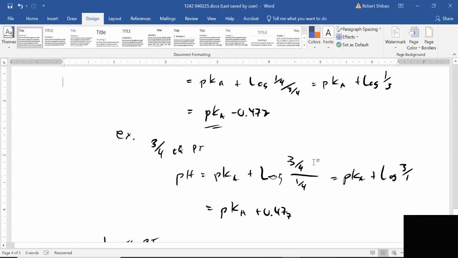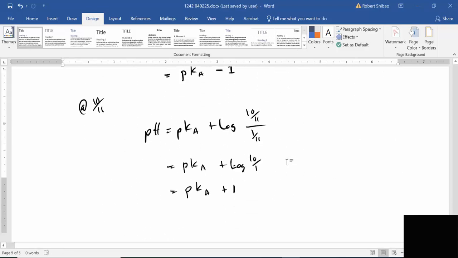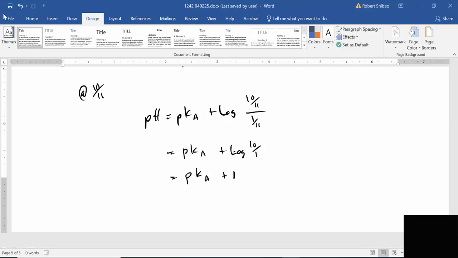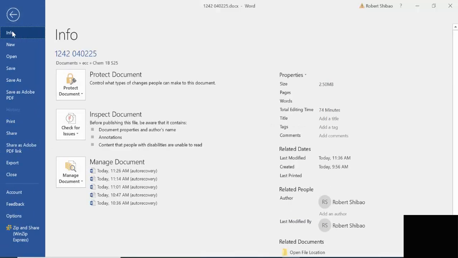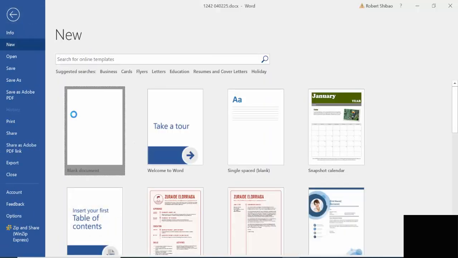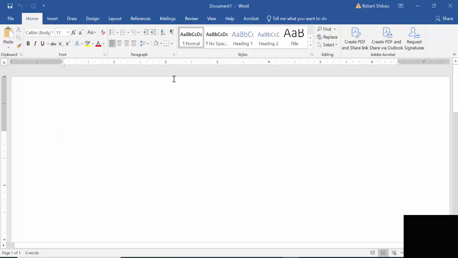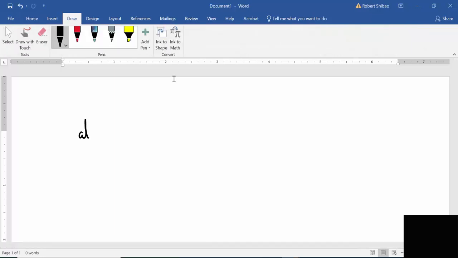Oh, pages here. I'm going to go to new document, otherwise it's going to crash.